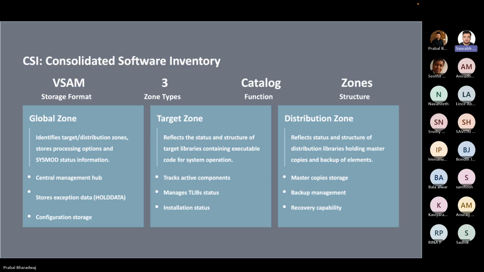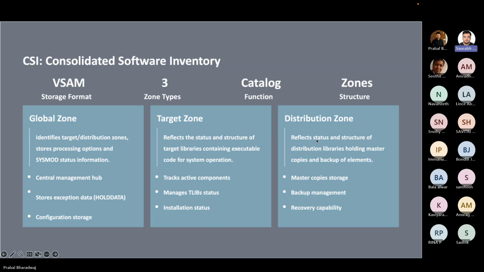So the global zone means control center. Now if you come to the target zone, it is what runs the system. The target zone represents the software that is actively running on the system. Target zone means what the system actually uses. If you want to run the product, you don't need the global libraries or the distribution libraries. Have the target libraries, and your product is going to function. Your product can run.